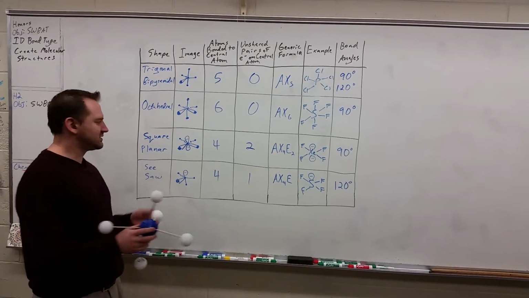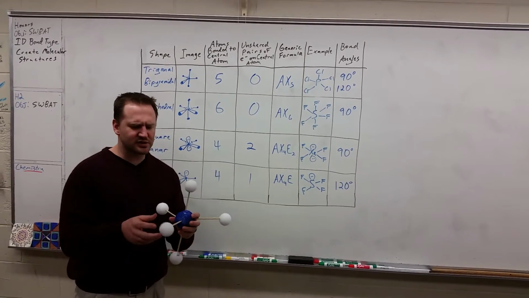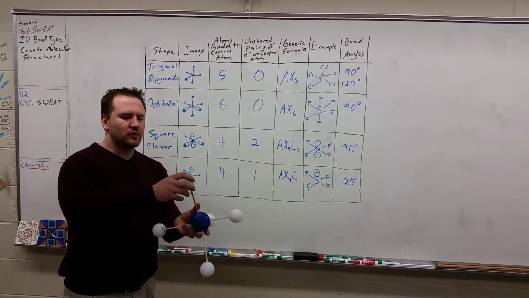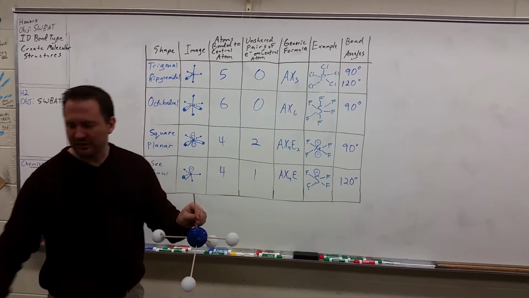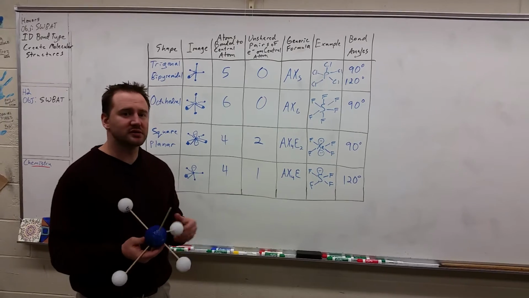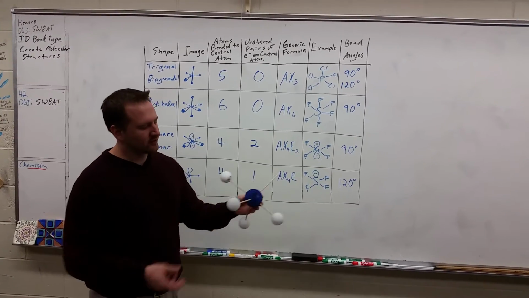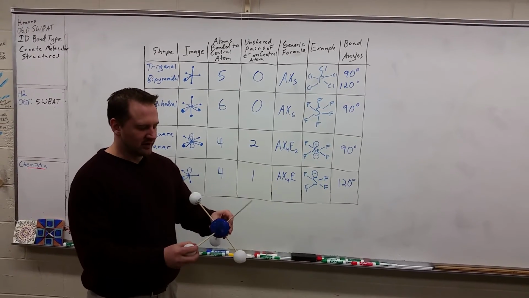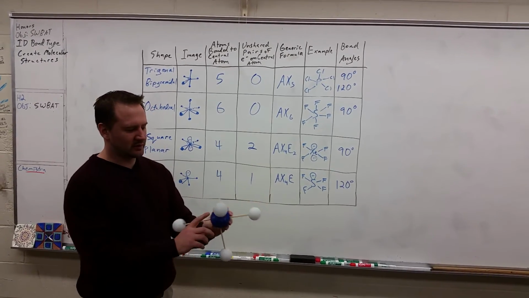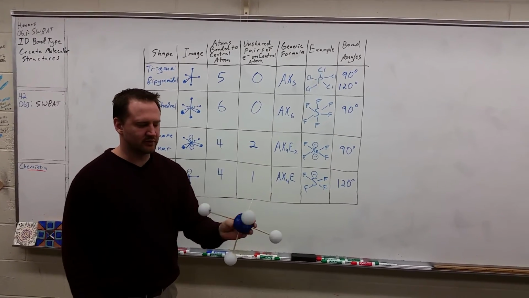And lastly, we have the seesaw shape, which you essentially get from a trigonal bipyramidal structure with one of the atoms being replaced by an unshared pair of electrons. So the electron geometry would still be trigonal bipyramidal, however the molecular shape would be that of a seesaw. And you would have bond angles of approximately 120 degrees as well.